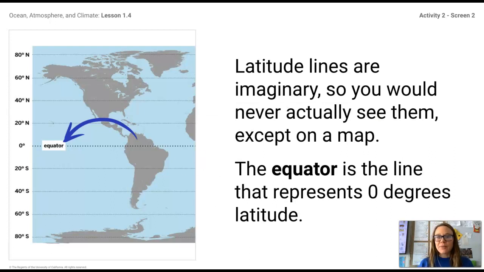So again, we can see that blue line points to the equator, and then we have our latitude lines, which are these smaller dotted lines. Just like when we talked about in our last unit with the orbit lines, these are imaginary lines, so we wouldn't see them anywhere in real life, we just see them on a map. The equator line represents 0 degrees latitude, and then everything above and below that is going to have a different number attached to it to help us read how the map works.